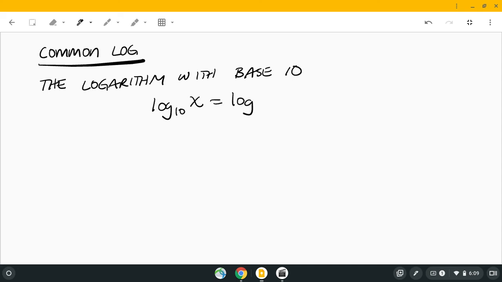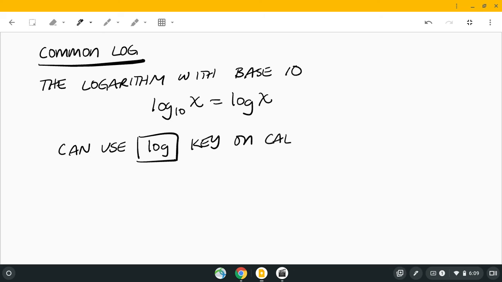And sometimes you'll see the problem written without a base. So if you see it without a base like here, if you don't see a base, it's understood to be the common log, base 10. And with this one, you can use the log button on your calculator, for this log only. So you can't use that button for like log base 5.